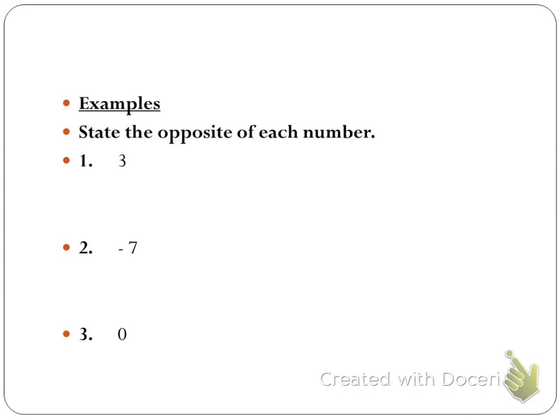All right, for our first few examples, we are just stating the opposite of each number. So number 1, the opposite of 3. Well, I need hands. All right, Jalen. -3. The opposite of -7, Connie, is +7. The opposite of 0, Kelby, is 0.